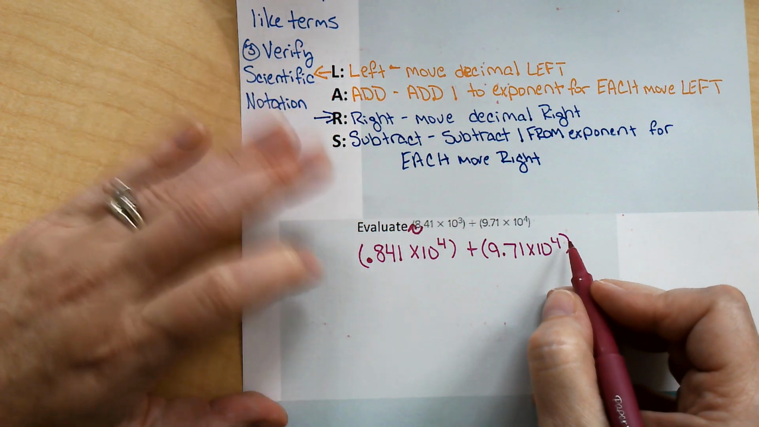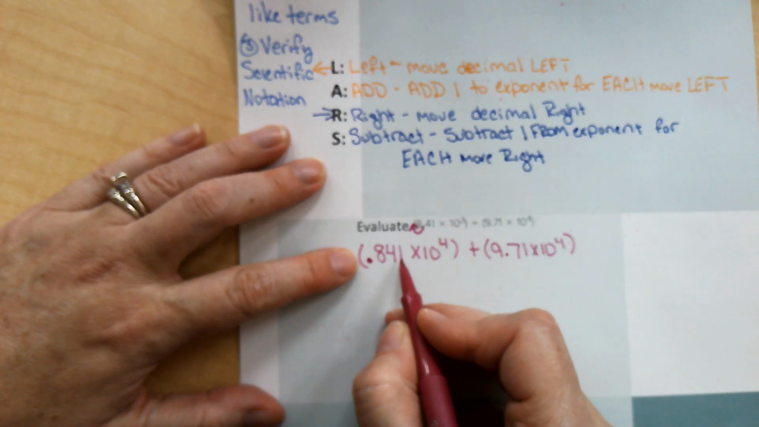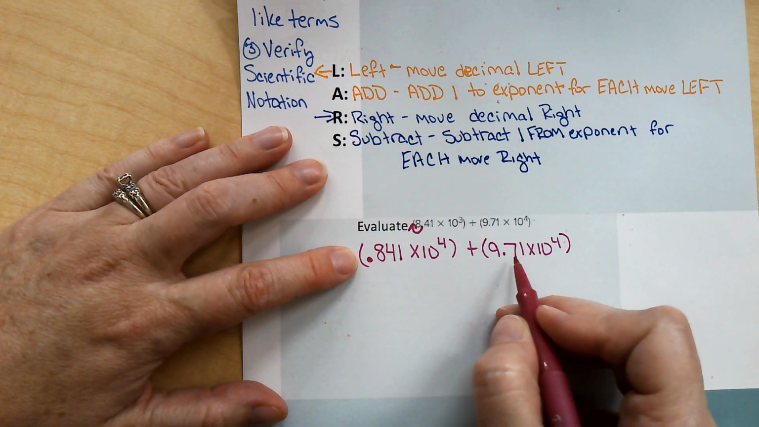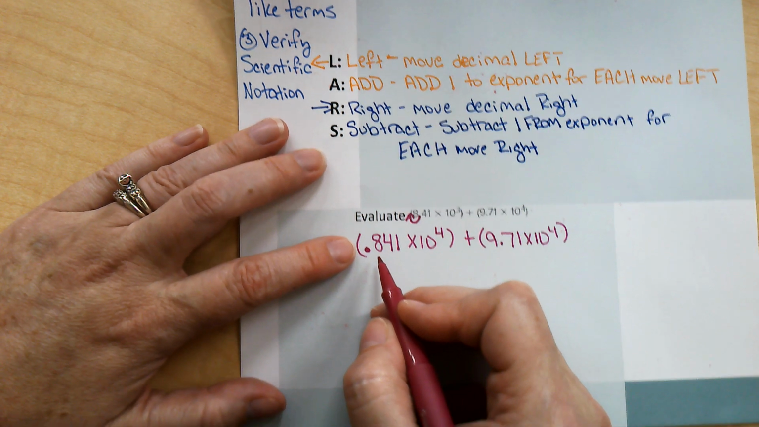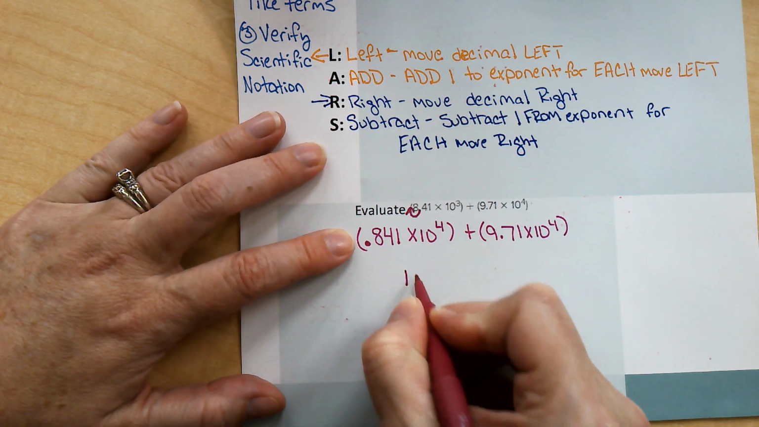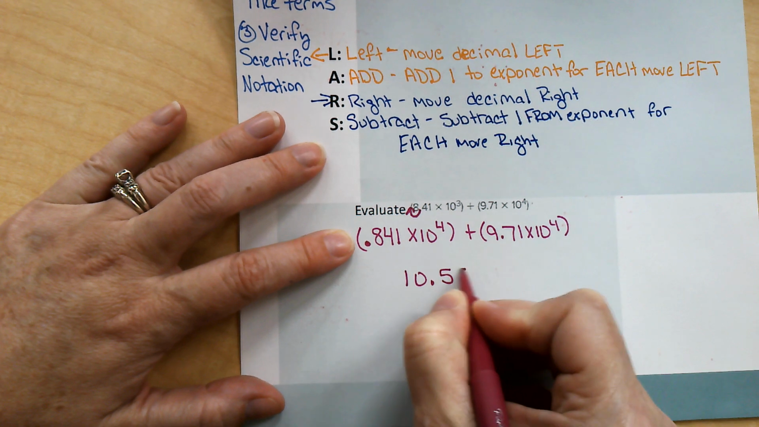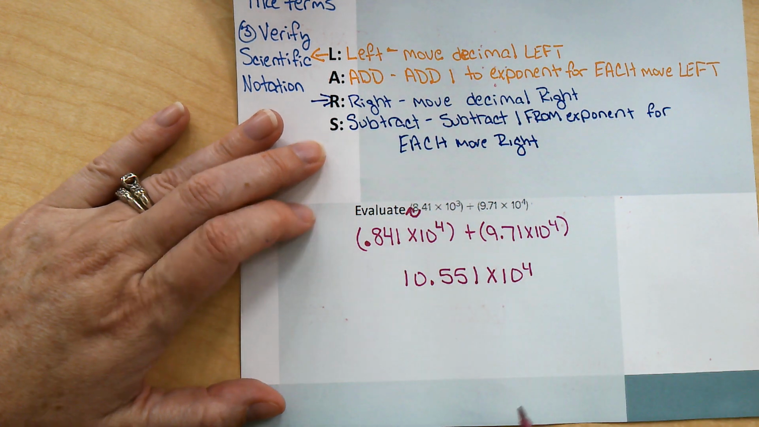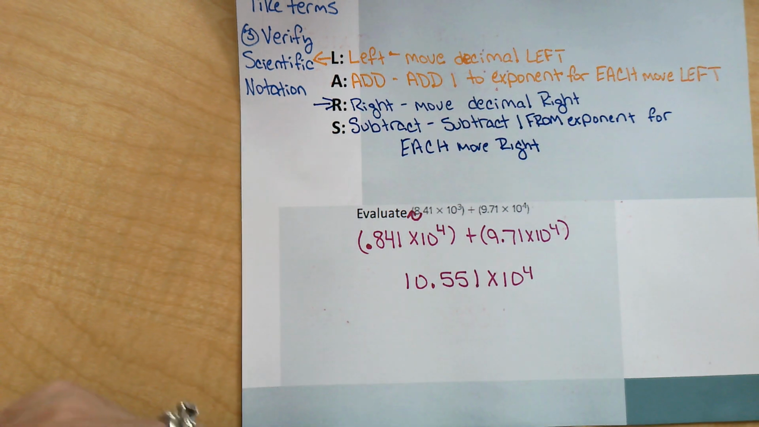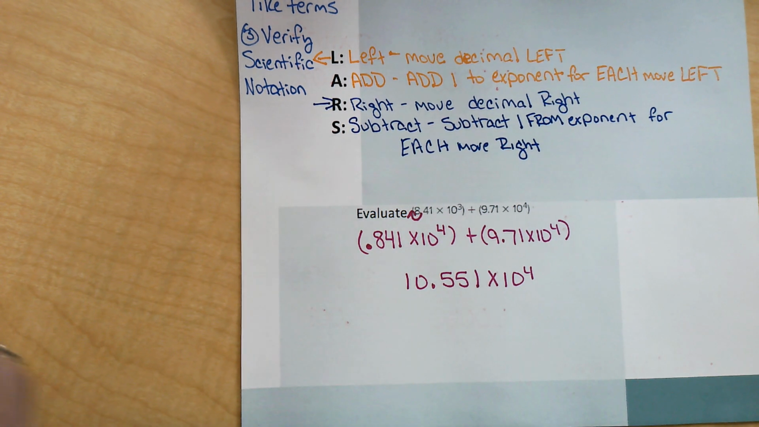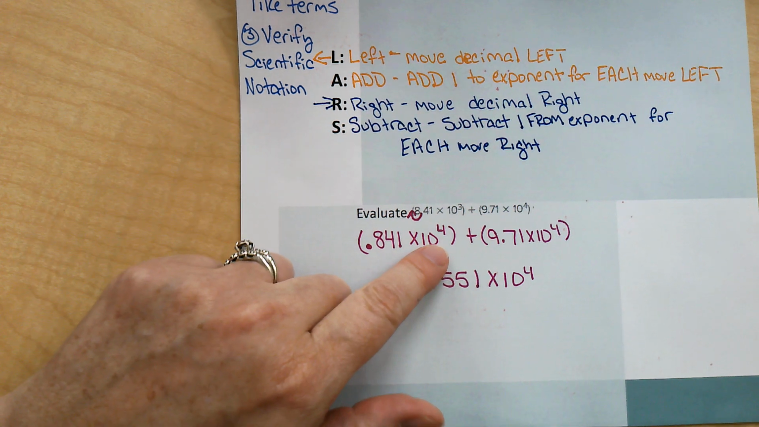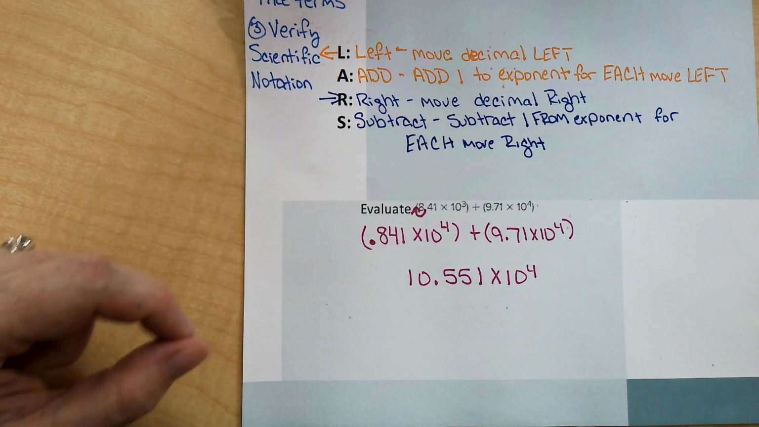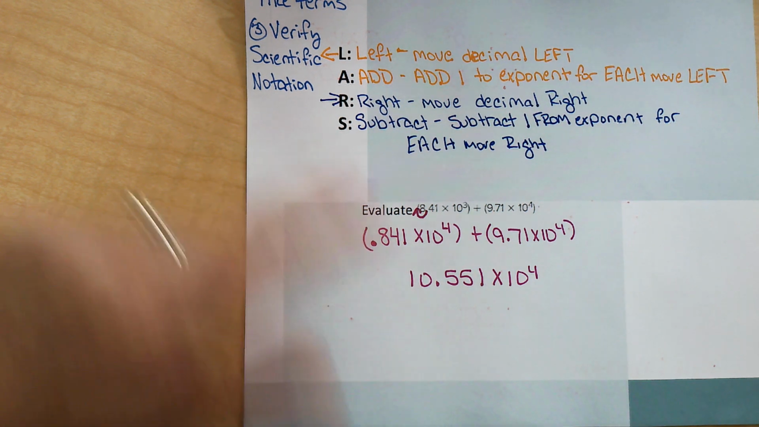All right, awesome. So I can now take 0.841 and I can add 9.71 because those are the first part of my terms. And I use my little handy dandy calculator. I've already done it. It is 10.551 times 10 to the 4th power. All right, awesome. So I chose my term. I moved my decimal, changed the exponent so that they were now like terms, but without changing the actual value of the first term. Then I mathed.